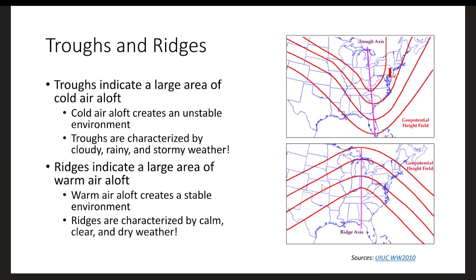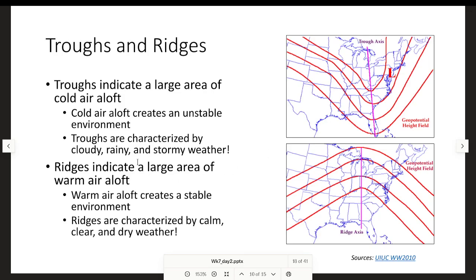Troughs indicate a large area of cold air aloft. Like I was saying, this is pulling in a cold polar air mass, and it creates an unstable environment. It's digging down into this maritime tropical air mass, like it's pulling in a cold front, basically. So they're characterized by cloudy, rainy, and stormy weather, because the air is low to the ground, so it's going to push the air up more. It's kind of like the edge of it pushing it up.